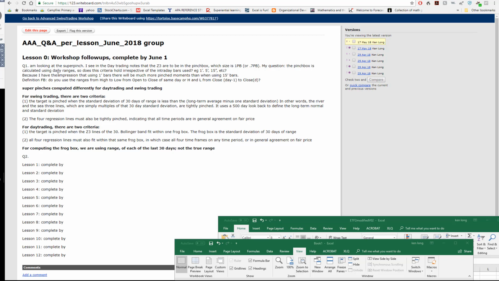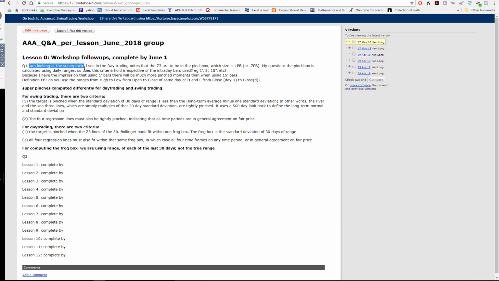So this one was from one of the folks from the live trading workshop, who was going through his notes. His question was looking at the super pinch. He says, I see in the day trading notes that the Z3 are to be inside the pinch box, which is one hybrid, that should read HB, a hybrid, a FB, one frog box or 0.7 frog box. My question is, is the pinch box calculated using daily ranges, and does this hold irrespective of the intraday bars, regardless of the time frame?